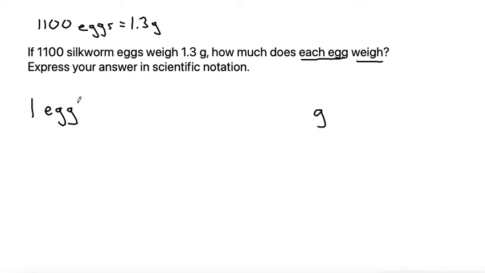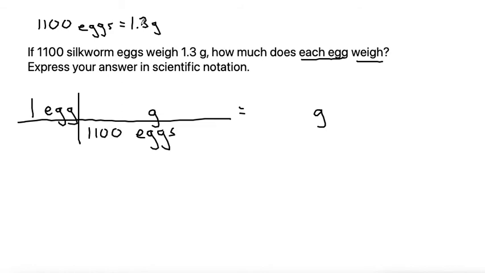So let's start with one egg, and I like to put my railroad tracks. And we want to cancel out the unit of eggs, since that's what we currently have, and we want to go to the unit of grams. So let's put eggs on the bottom, so it will cancel with the one on top, and then we'll put grams on top, because that's what we want to convert to. And the numbers follow our units. So 1,100 goes with eggs, and the 1.3 goes with our grams.